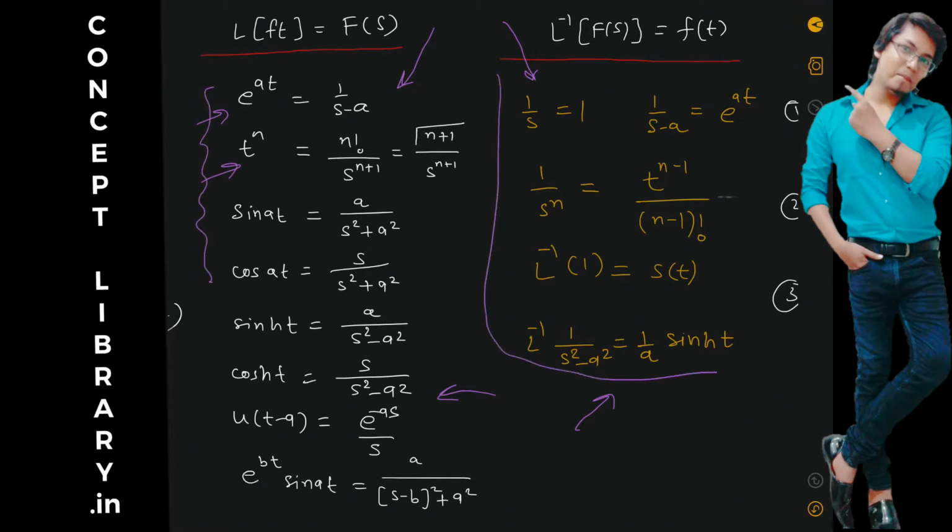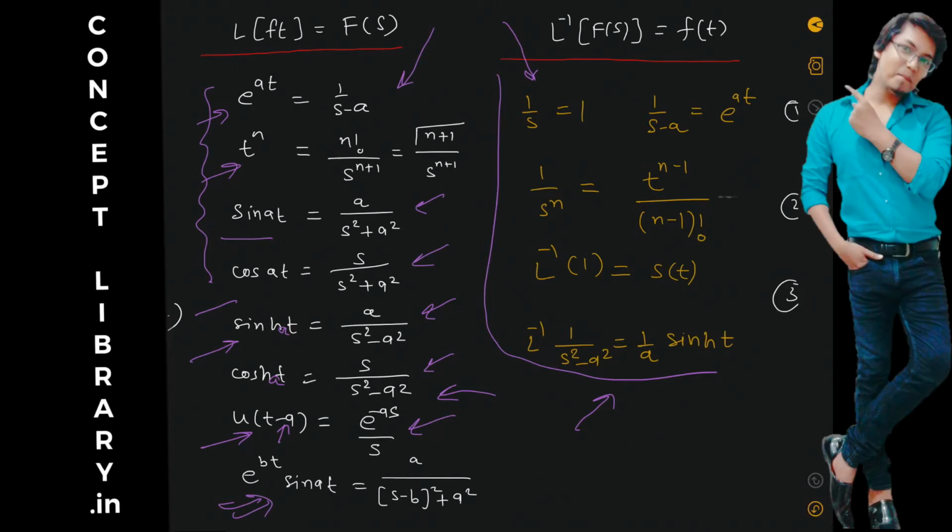These are inverse, right? So sin at will be a by s square plus a square, cos at will be s by s square plus a square. For sinh and cosh, hyperbolic functions, here I am missing a, so here you put at. So sinh at is a by s square minus a square, cosh at is s by s square minus a square, and this is the unit impulse function, e power minus as by s.